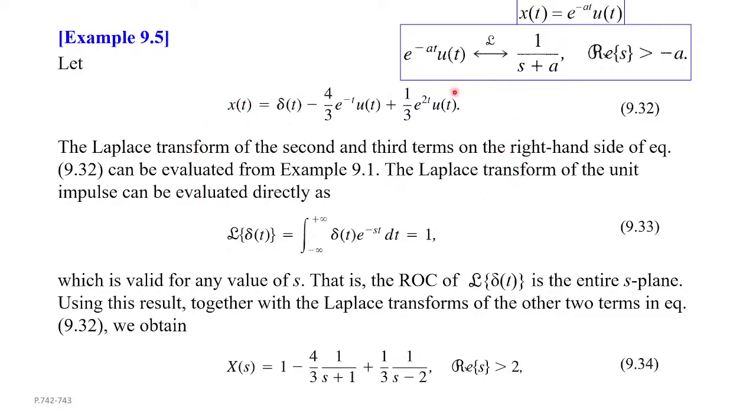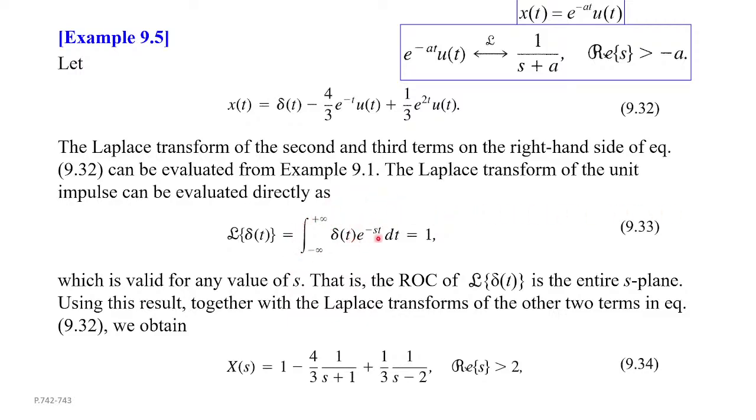Now this example is a little more complicated. We still have those two exponential functions, but now we also have this delta function, and we want to do the Laplace transform. Those two exponentials we have seen quite a bit, and they are going to give you the 1 over s plus a form. And we can think about what the Laplace transform of the delta function is.